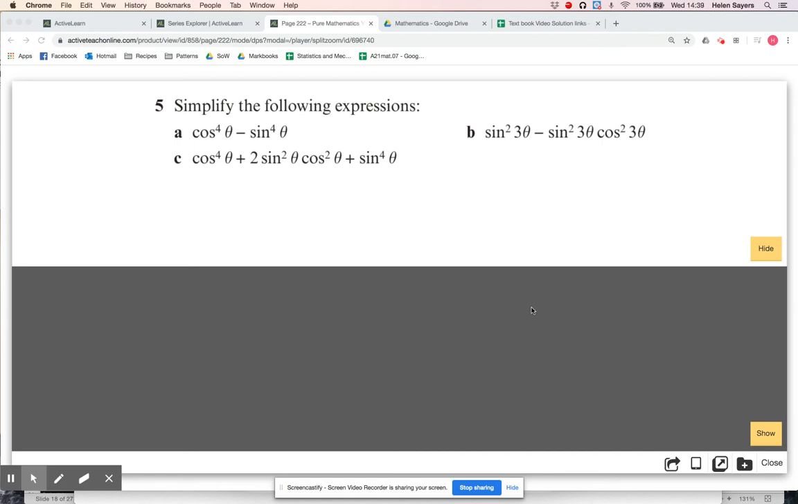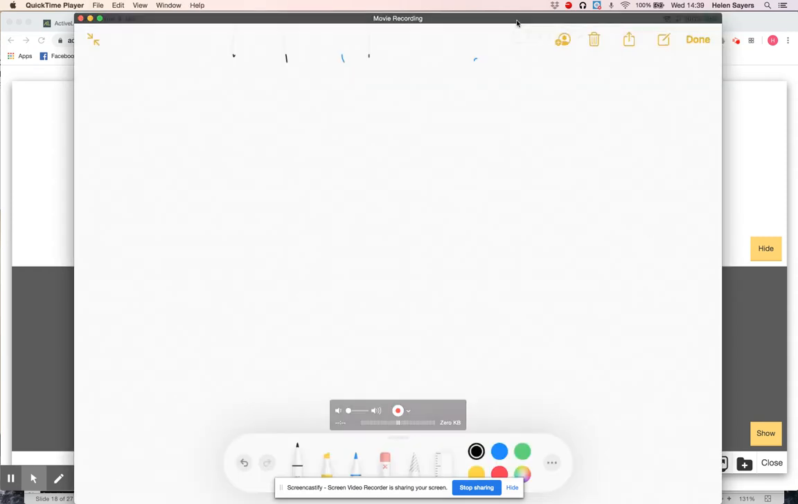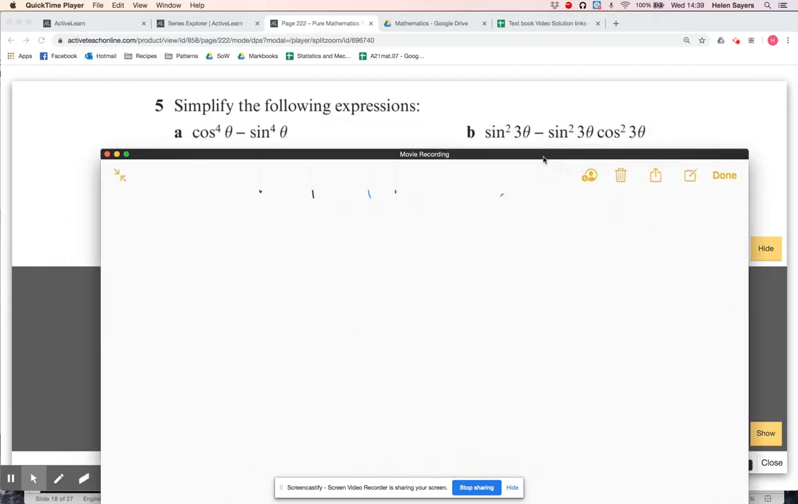Okay, we're looking at mixed exercise 10 on trigonometry from the first year core textbooks. We're looking at question 5, where we've got to just simplify these expressions. And so looking at 5a, you're pretty much guaranteed when you get this type of trig question that it's going to be using the identities that you've learned this year.